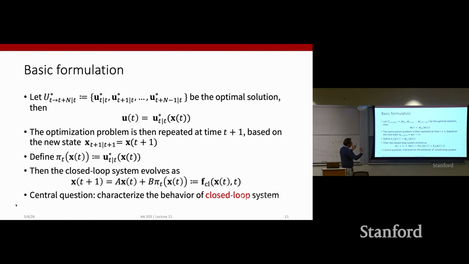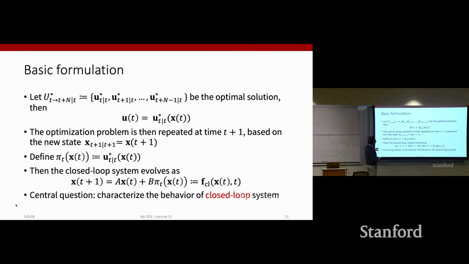Then the optimization problem is repeated at time t plus 1, but with a new state constraint that the state predicted at time t plus 1 from the perspective of t plus 1 has to be the state at time t plus 1 as measured. So now we can define a closed loop policy as the first control input that is determined when we solve the optimal control problem starting from the state x of t. You see how this is how we are closing the loop and bridging the gap between closed loop control and the open loop optimal control. Is this point clear? That's a little bit the crux of MPC.